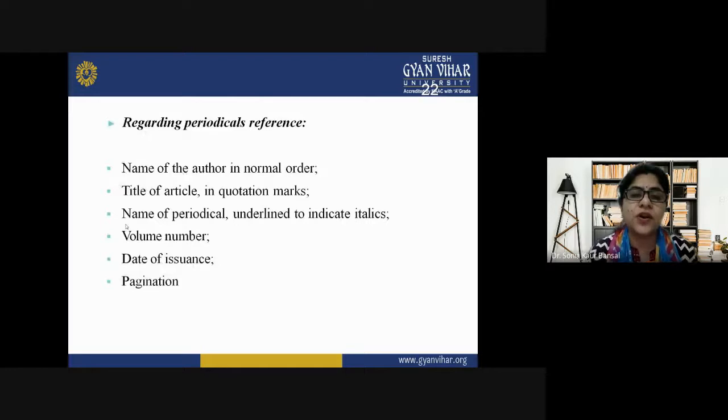Then regarding periodical references, you must have referred to many periodicals and journals in writing the research report, so you must give them properly. Give the name of the author in normal order, then the title of the article in quotation marks, then the name of the periodical underlined to indicate italics. Then the volume number, the date of issuance, and the pagination page number must be given.